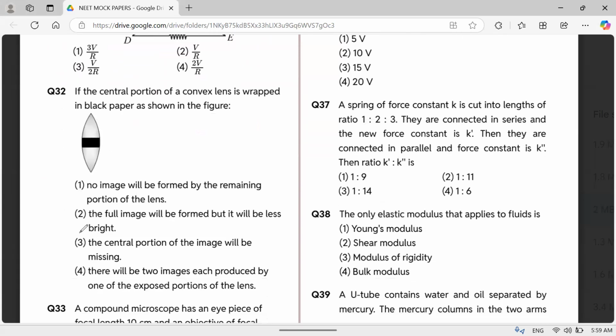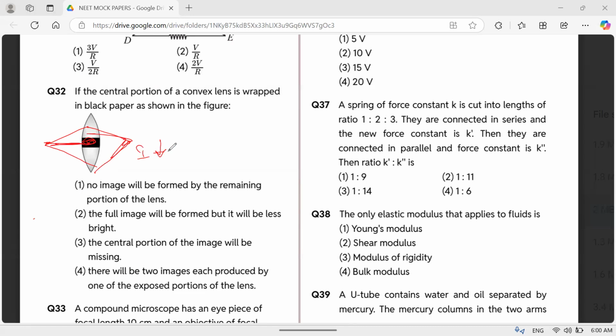Yeah. 32. Anyone? The central portion of a convex lens is wrapped by a black paper as shown in the figure. What is happening, beta? Intensity will reduce because if there is a source of light here, the light from here will be incident here, and this light will not go. This light will be incident here. So this much amount of light is not reaching here. So intensity will be decreasing.